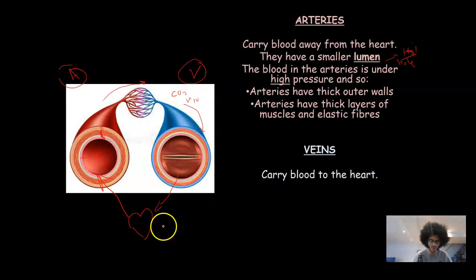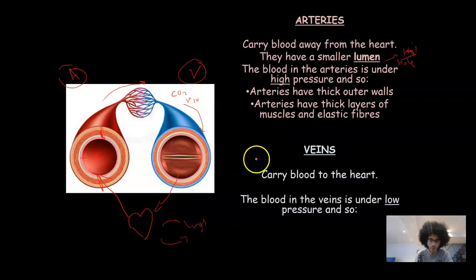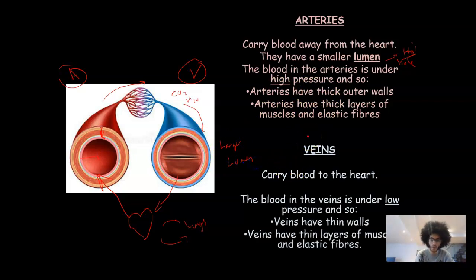I'm not going to talk a great deal about the circulatory system, but you've got the lungs, which are quite important here, but I'll talk about that later. Now, veins carry blood to the heart. Because the blood isn't at such a high pressure, you don't need such strong muscles, and that's why you've got a much larger lumen and much thinner walls, okay? They're much, much thinner. So you've got thin layers of elastic muscle.